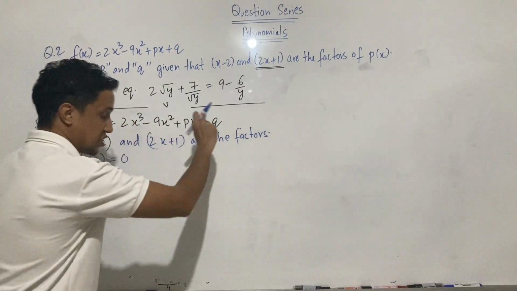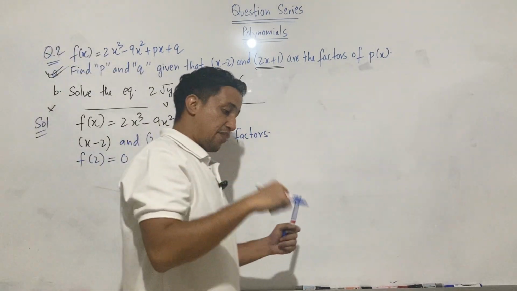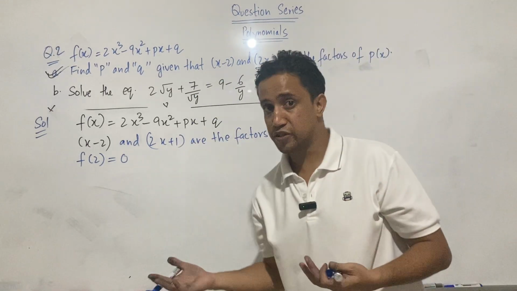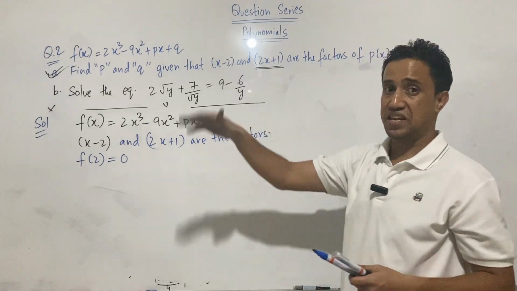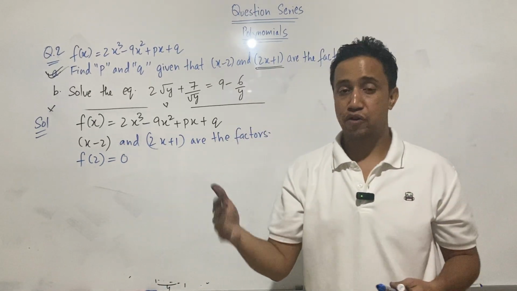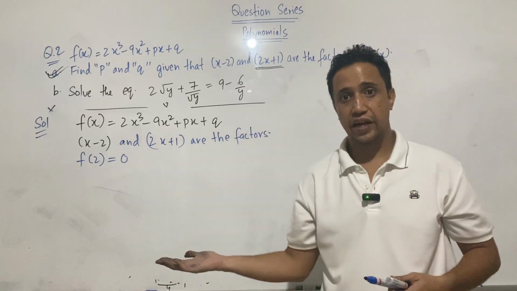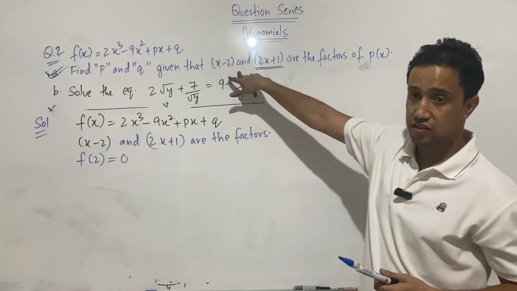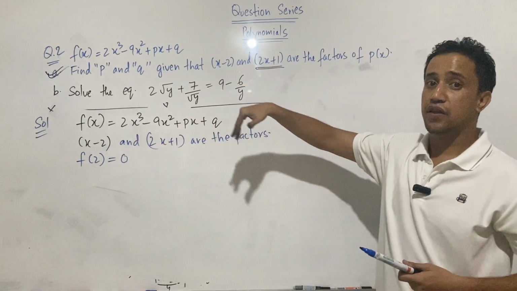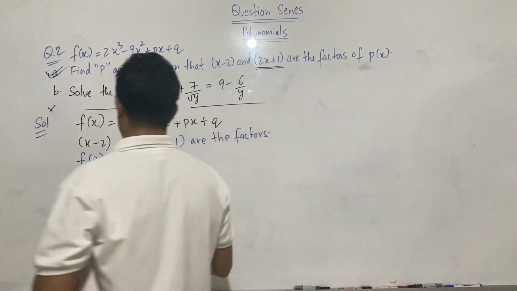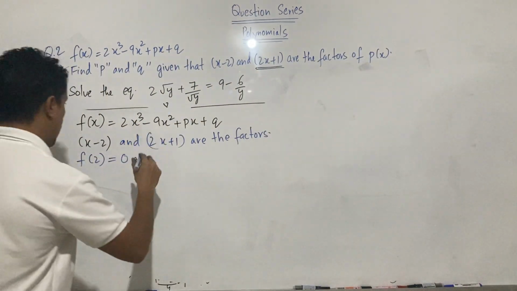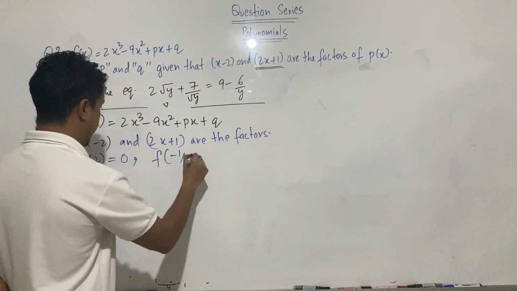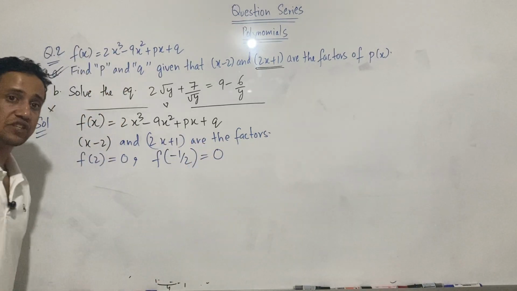When you put x equal to 2 in this equation, then the remainder must be 0, right? What the remainder theorem says is that if x minus a is a factor, then the remainder is going to be p of a. So if this is a factor, then when you put the value of x here, the remainder should be 0. And the same goes for when you put the value of x as minus 1 by 2, it must be 0, right?